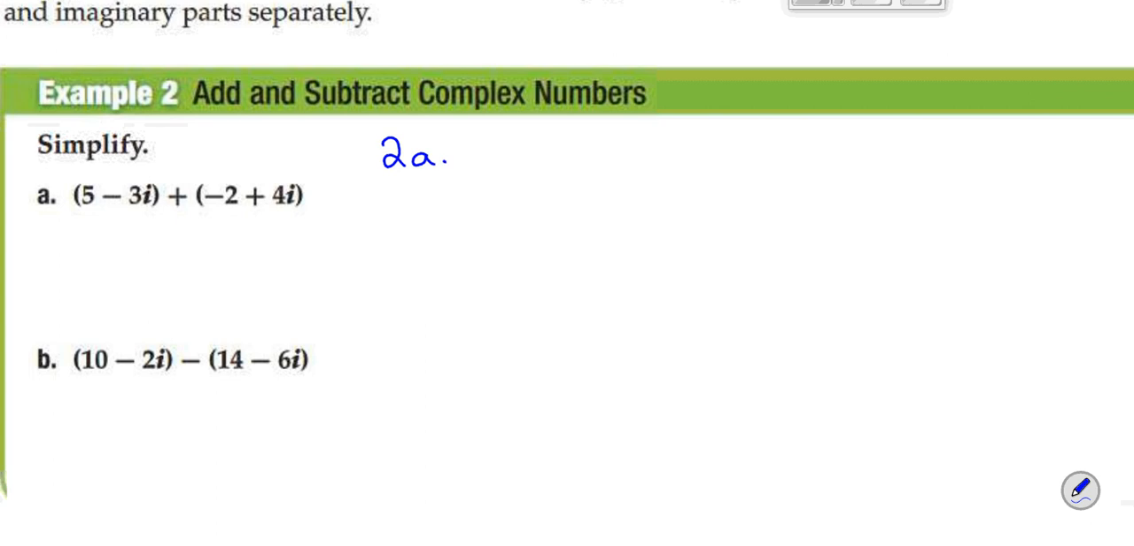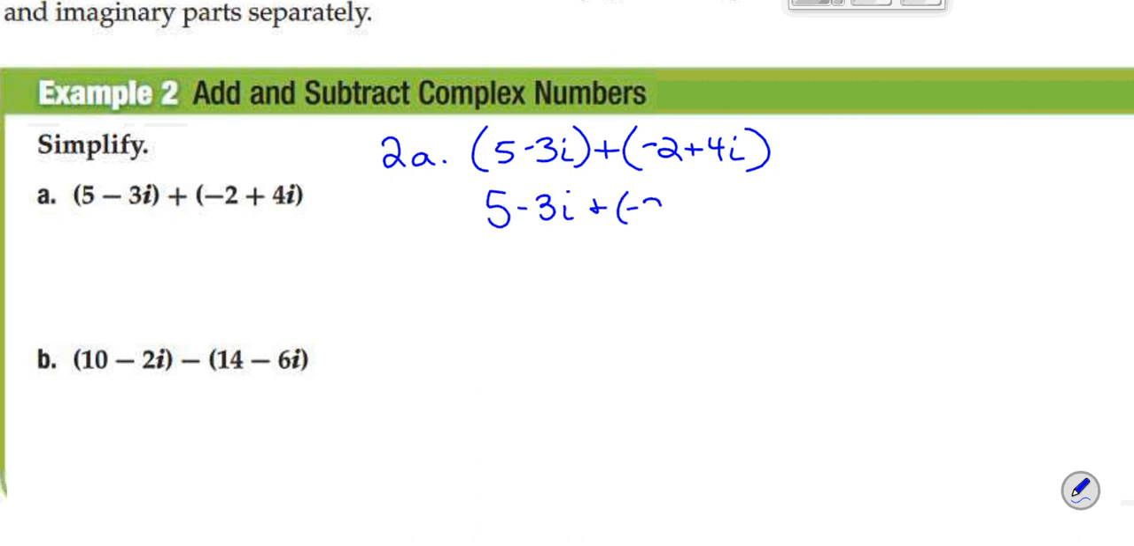So 2a, notice this, these are complex numbers, so they're kind of in their little parentheses. We get 5 minus 3i, plus parentheses negative 2 plus 4i. And then I'm going to do this as a two-step problem. I'm going to drop my parentheses in my head. I'm going to use the commutative property and put the real parts together and the imaginary parts together. I can write this as 5 minus 3i plus negative 2 plus 4i. So essentially, I just dropped that. I could have made the plus negative 2 into just minus 2. And then I'm just going to do the arithmetic.